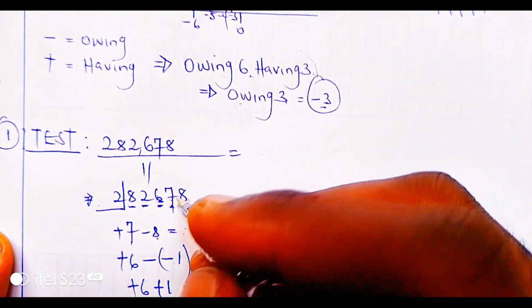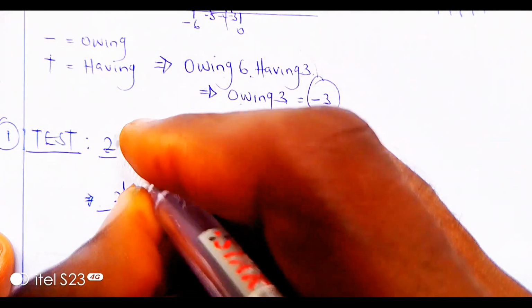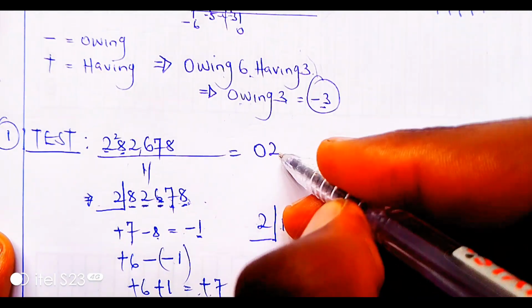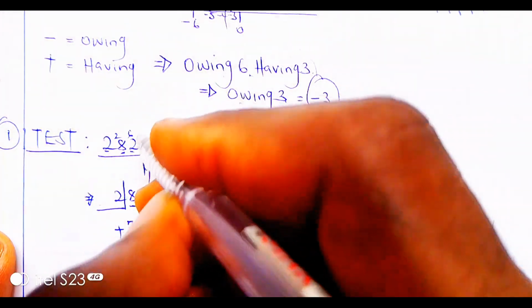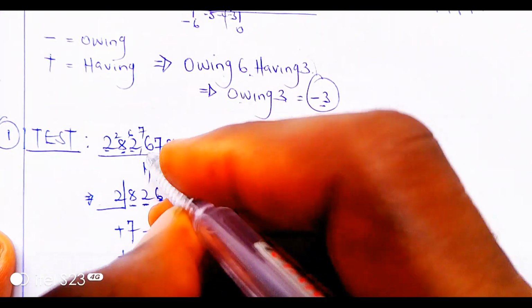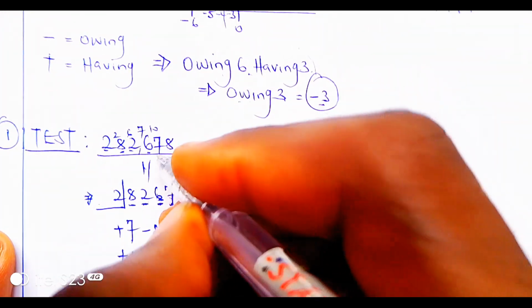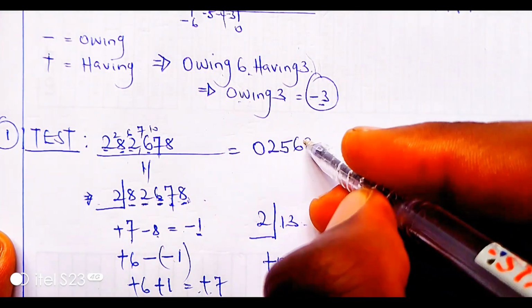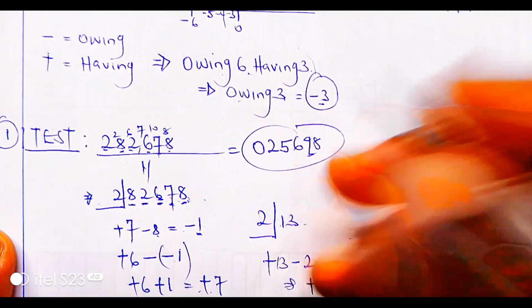So we're going to do the long division by 11 to confirm if our proof is right or wrong. 11 into 2 is 0, remainder 2. 11 into 28 is 2, remainder 6. 11 into 62 is 5, remainder 7. 11 into 76 is 6, remainder 10. 11 into 107 is 9, remainder 8. 11 into 88 is 8. So it's as simple as that.